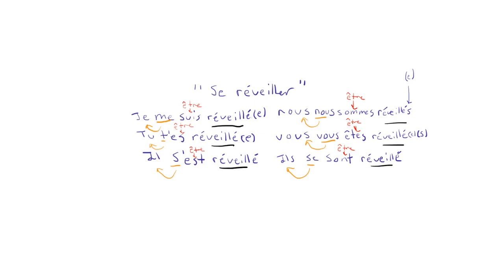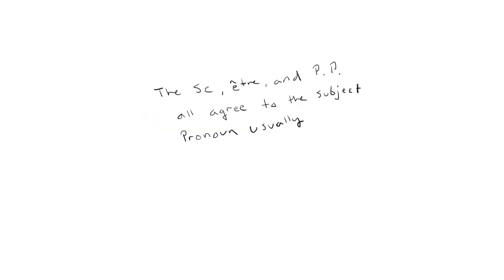If you're saying tu t'es réveillé, and you're still talking to a girl, then the tu is a girl, so you're going to add an e at the end. And nous nous sommes réveillés, if you're all girls, you'll add an es, the e because it's feminine, and an s because it's more than one person. If it's just masculine, you don't add an e because it's not feminine, you just add an s, and like so. So the se, être, and past participle will always agree to the subject pronoun. So the reflexive pronoun and être, those are always going to agree no matter what.